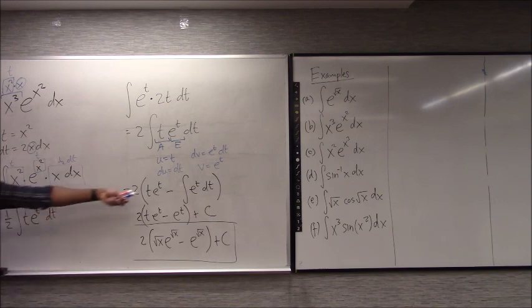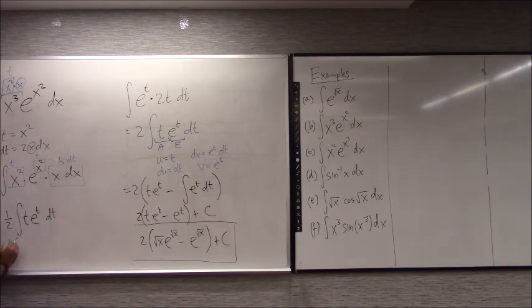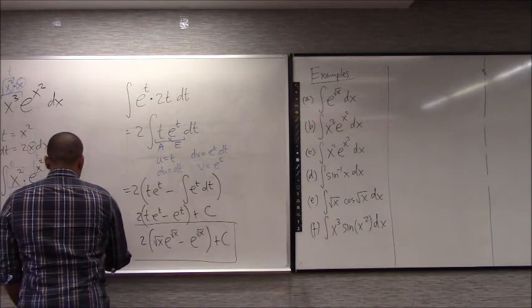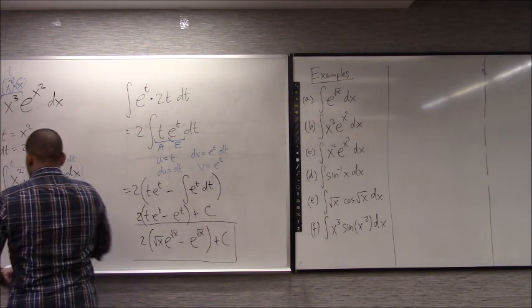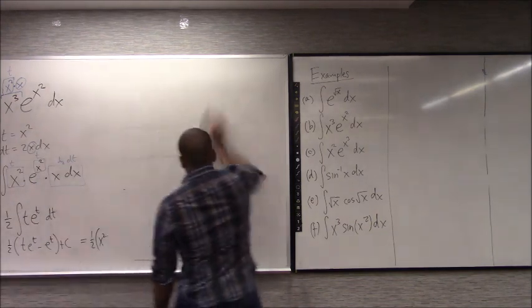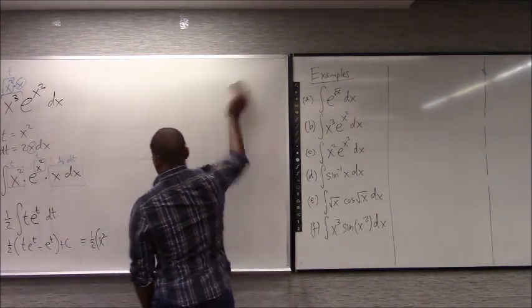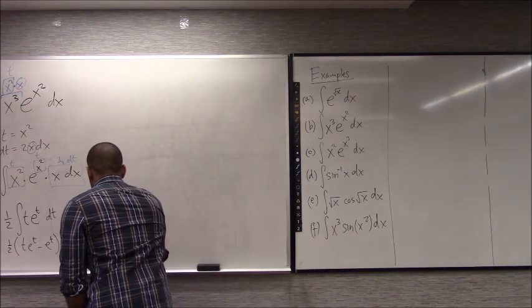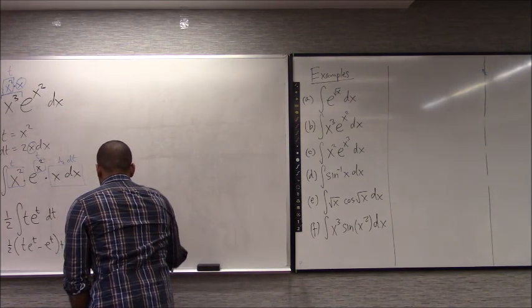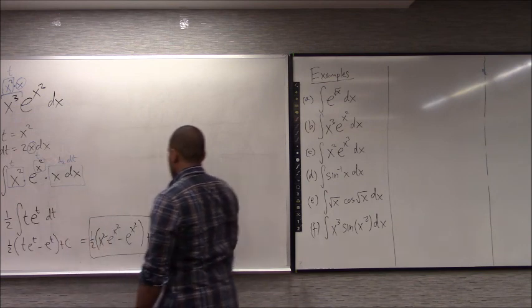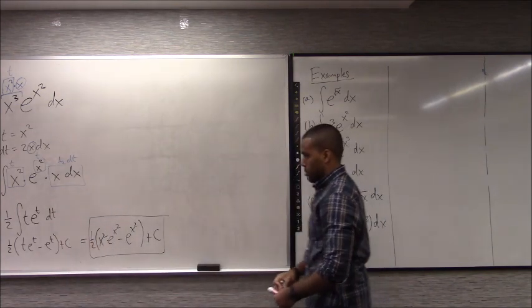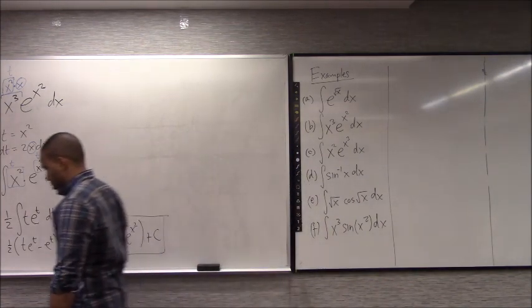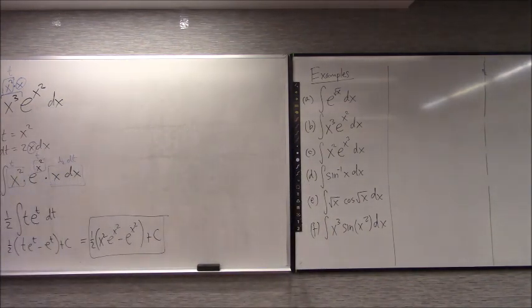Which is the same as this guy, we already know how to deal with that. So that's 1/2 times t e to the t minus e to the t plus c. Except in this case, your t is x squared, so your answer is 1/2 x squared e to the x squared minus e to the x squared plus c. Questions?